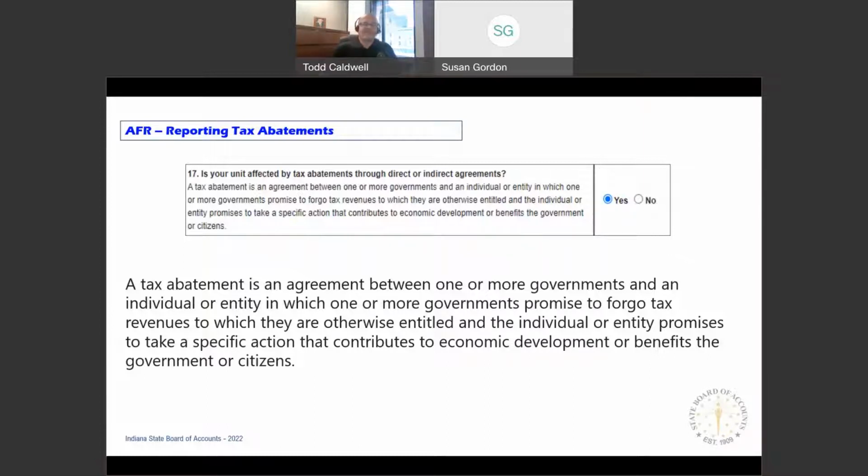So as an example, let's say I'm a town and Susan promises to build a warehouse in my community, and it's going to employ, when everything is said and done, 25 workers. So in exchange for Susan deciding to build her warehouse in my community, the town agrees to forego the tax revenues for a period of time. So the requirement is to disclose in a note to the financial statements the amount of taxes that have been foregone.